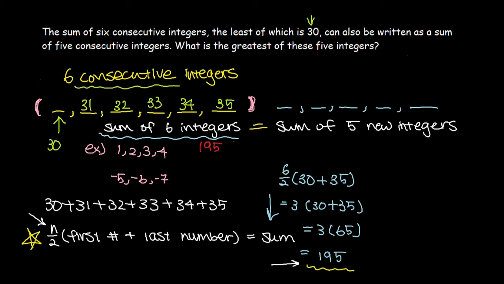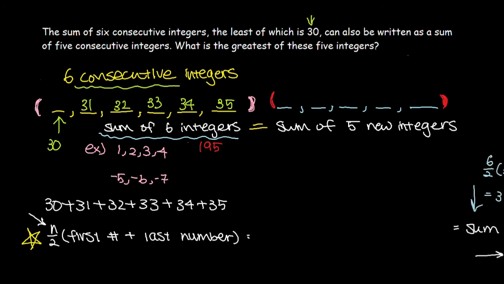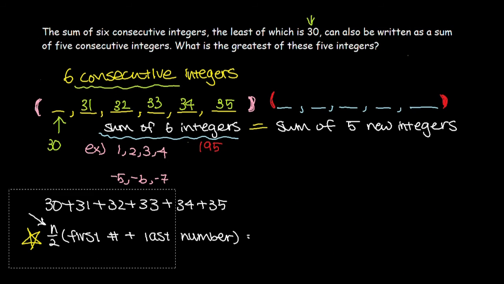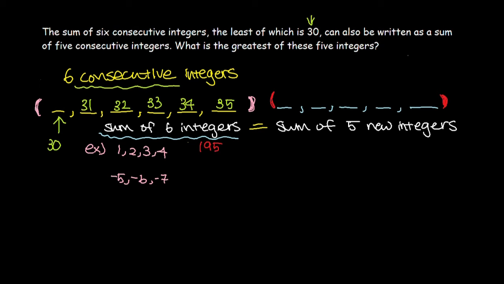So 195 equals the sum of these 5 new set of integers. Okay, so I'm going to be teaching you guys now how you can find these 5 new integers. So I'm just going to be deleting all of this since we do not need it anymore. So I'll just move that out of the way. And same thing over here. We don't need this. And we don't need these examples either because now we know what consecutive means.